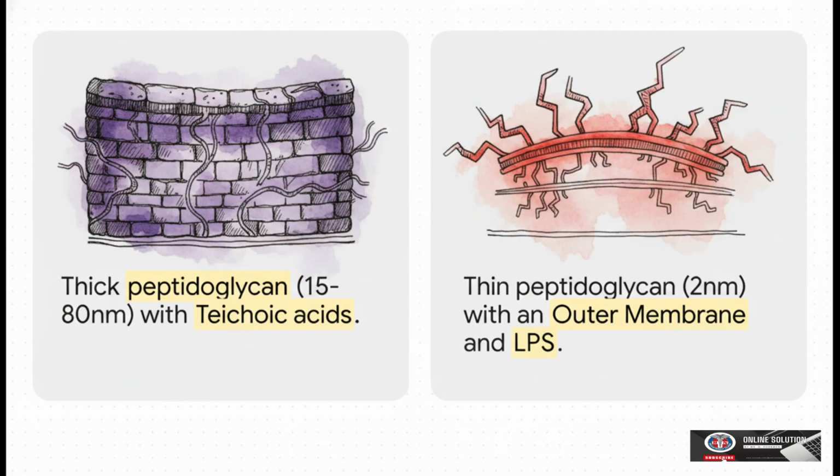That thick wall is exactly what traps that purple crystal violet dye. Now contrast that with the gram-negative on the right. It has a super thin peptidoglycan layer, but it possesses this sneaky complex outer membrane. And embedded right in that outer membrane is something called lipopolysaccharide, or LPS.